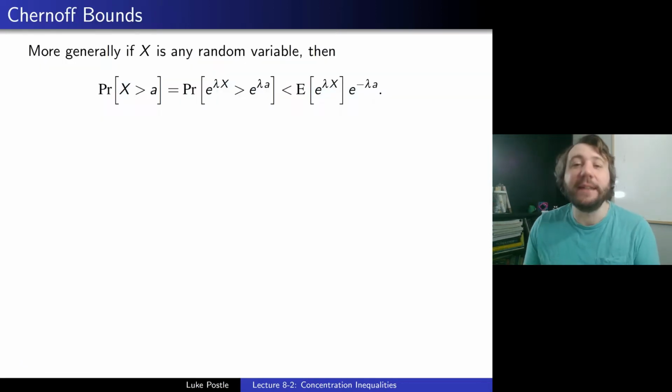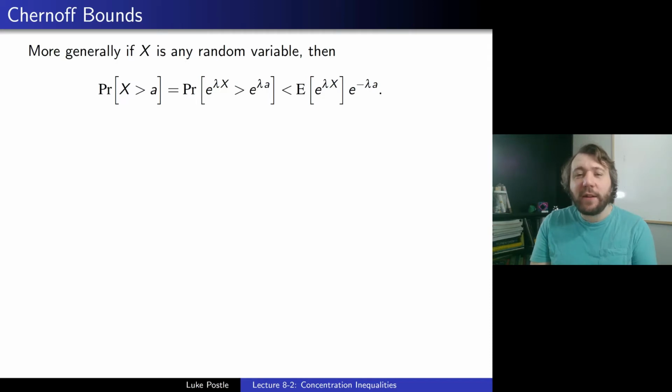So that was the beginning. That was a very simple result showing that this method of higher moments can be quite useful. More generally, if x is any random variable, we could always use the fact that the probability that x is greater than a is the probability that e to the lambda x is greater than e to the lambda a, which by Markov's would be at most the expectation of e to the lambda x divided by e to the lambda a. That would always be generally true.